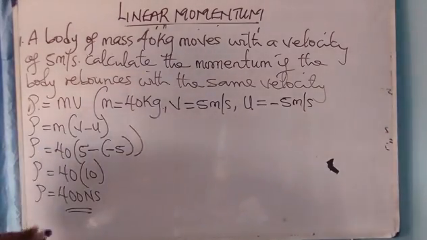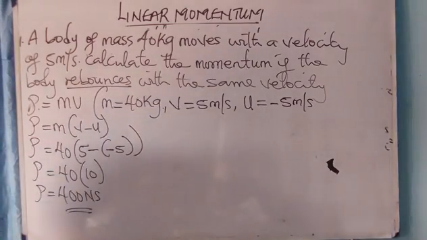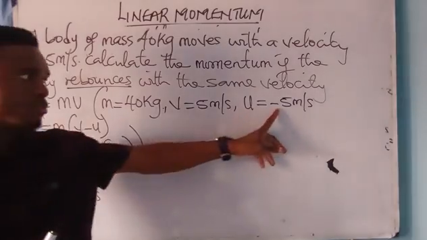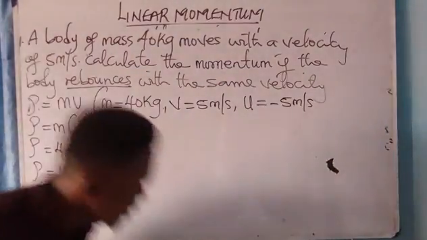Take note of the term rebounces. If it rebounces with the same velocity, u is always going to be negative. Take note of that.